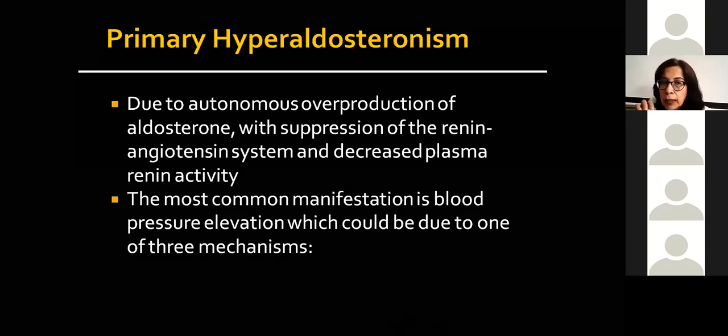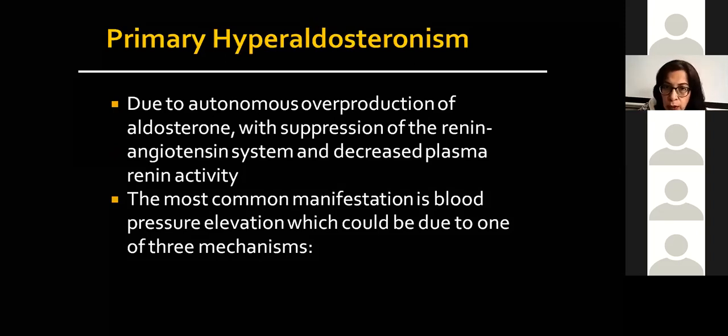So in primary hyperaldosteronism, there is autonomous overproduction of aldosterone with suppression of the renin-angiotensin system. If a lot of aldosterone is being produced, what will it do? It will suppress the renin-angiotensin system, which is the control system, and there will be decreased plasma renin activity. The most common manifestation is blood pressure elevation, right? Primary essential hypertension, you know, is idiopathic, there is no cause for it. But whenever you have secondary hypertension, the most common cause of secondary hypertension is hyperaldosteronism.